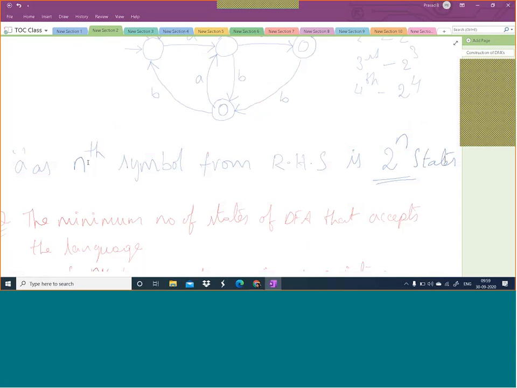What is the note actually? The minimum number of states of a DFA over A comma B that accepts all strings having A as the nth symbol from RHS is 2 power n. Similarly, from LHS it is n plus 2.